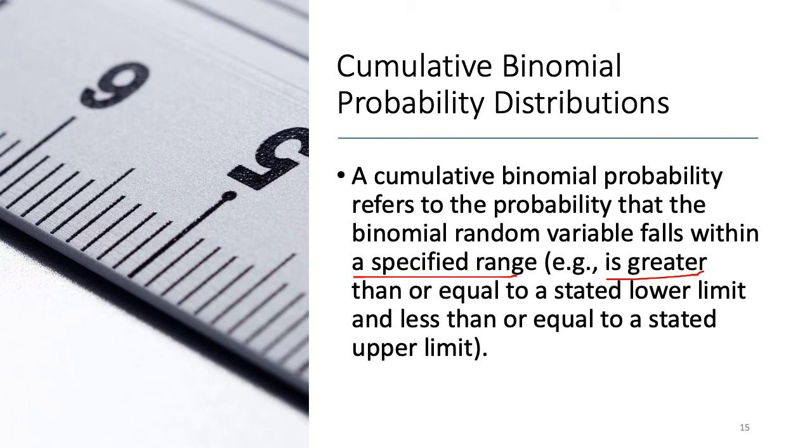So for example, in the case of the airplanes we looked at earlier being late, instead of looking for a probability that none of the flights are late, we can say something like, what is the probability at least one flight is late? Or what is the probability that more than 3 flights are late? Or what is the probability that less than 4 flights are late, etc.